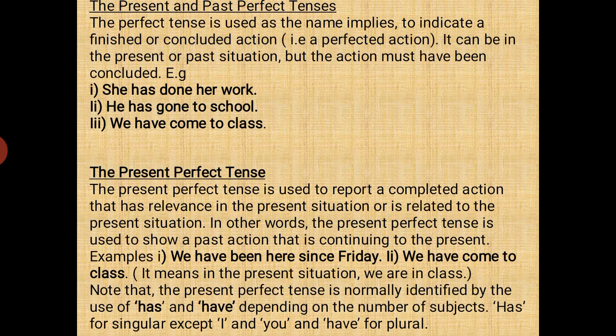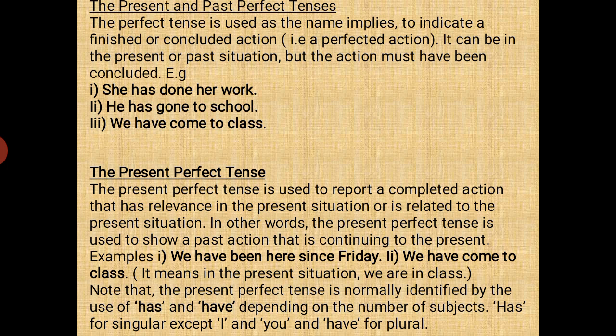Then we now go to the first aspect, the present and the past perfect tense. They go hand in hand. That is why we decided to bring them together for more understanding. The perfect tense is used, as the name implies, to indicate a finished or concluded action, that is, a perfected action. It can be in the present or past situation, but the action must have been concluded.